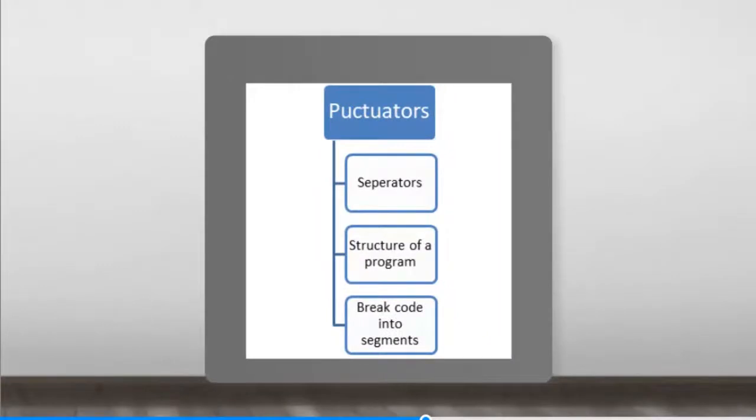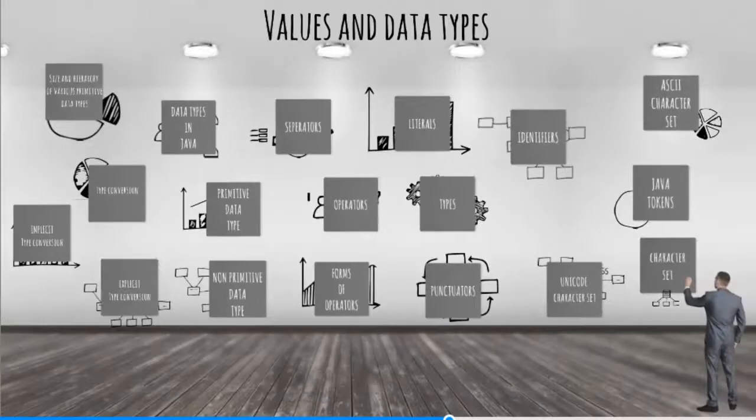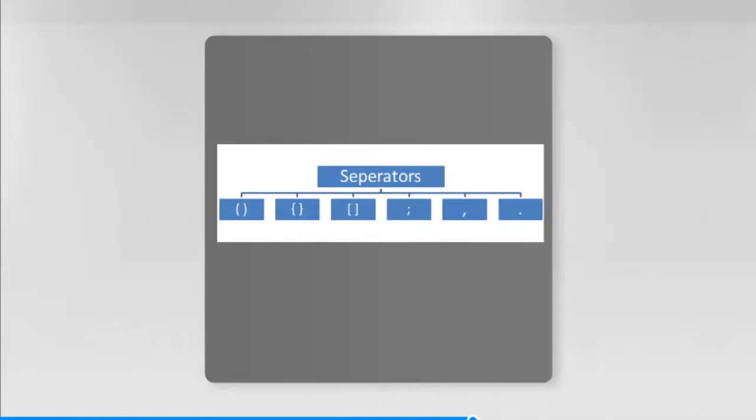Punctuators. They are separators. They are used to write the structure of the program, and they are also used to break the program code into segments. You can see round brackets, curly brackets, and square brackets are separators which will separate the code. And you also have semicolon, comma, and dot as punctuators there.